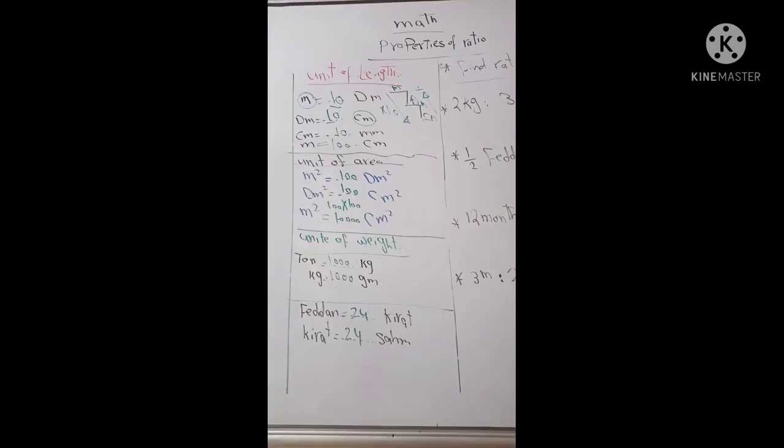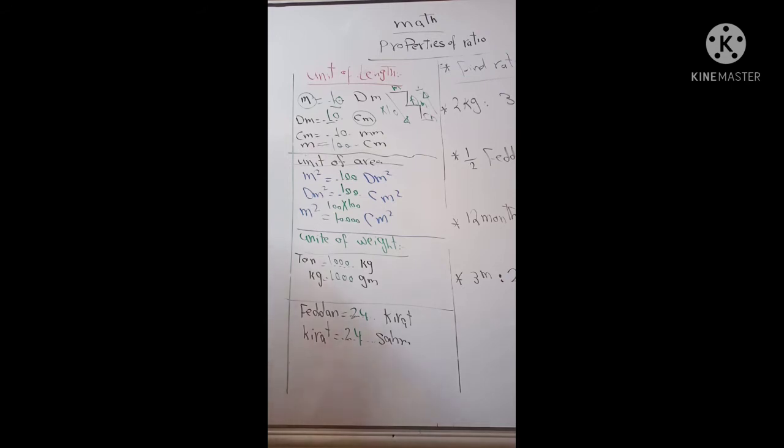We use this to measure the area of any land. To convert from فدان to كيرات we will times by 24. كيرات to سهم we will times by 24. To convert from a big unit to small unit we use the operation times, and the opposite is right. To convert from small unit to the big unit we will use divided.